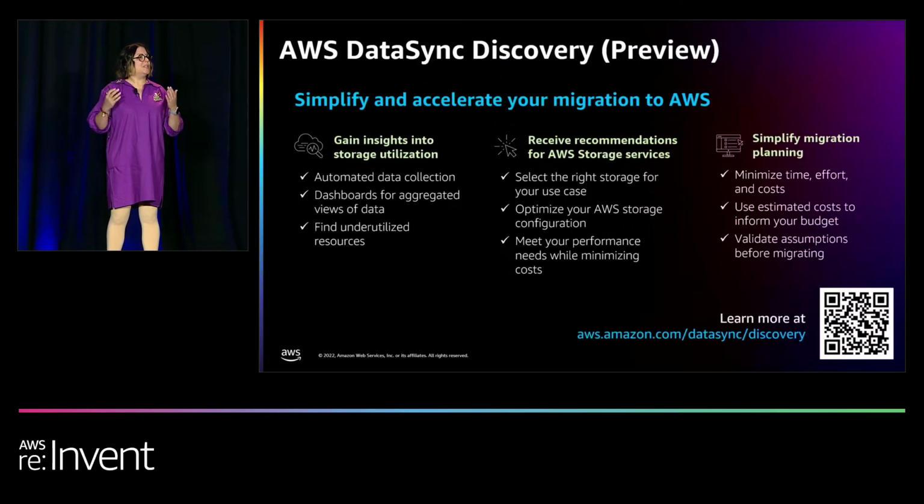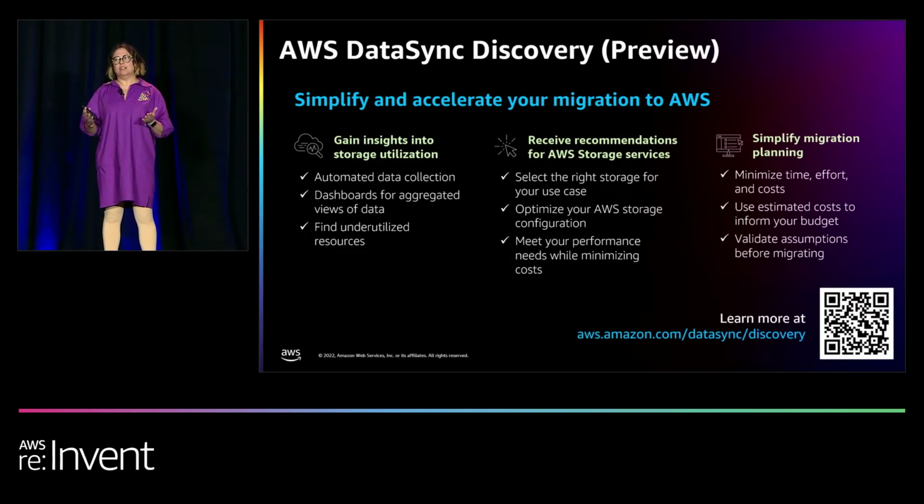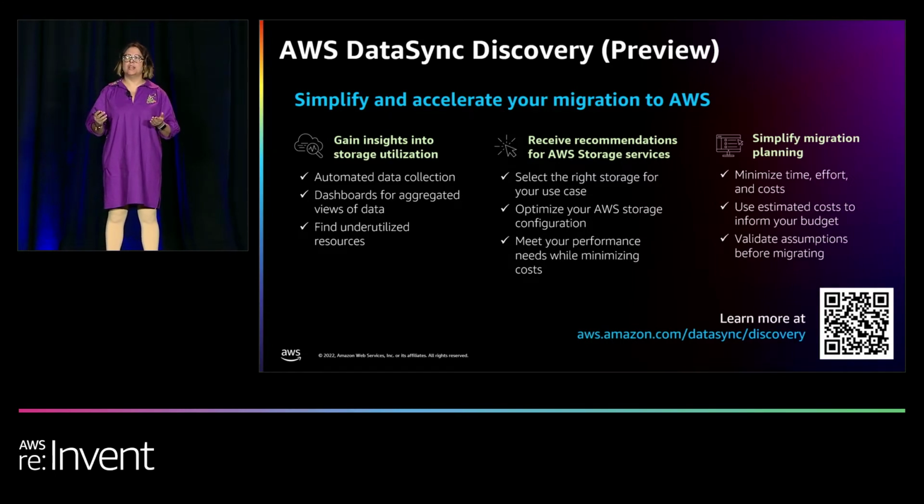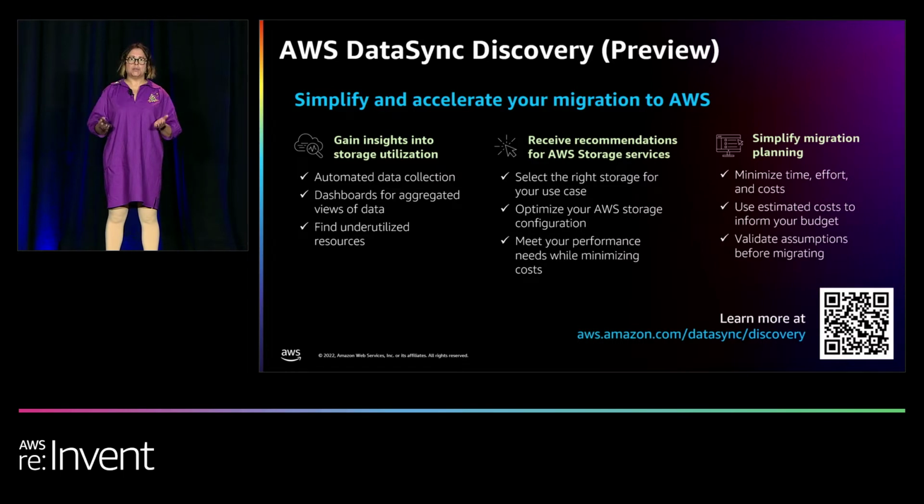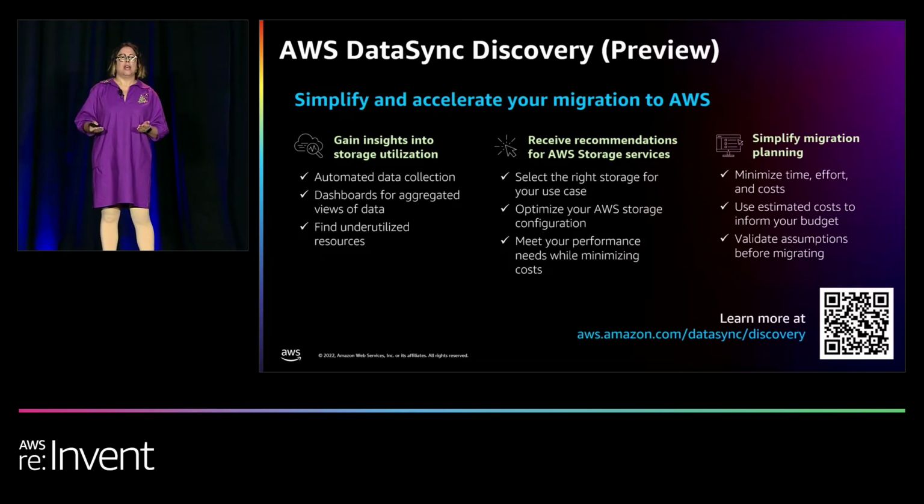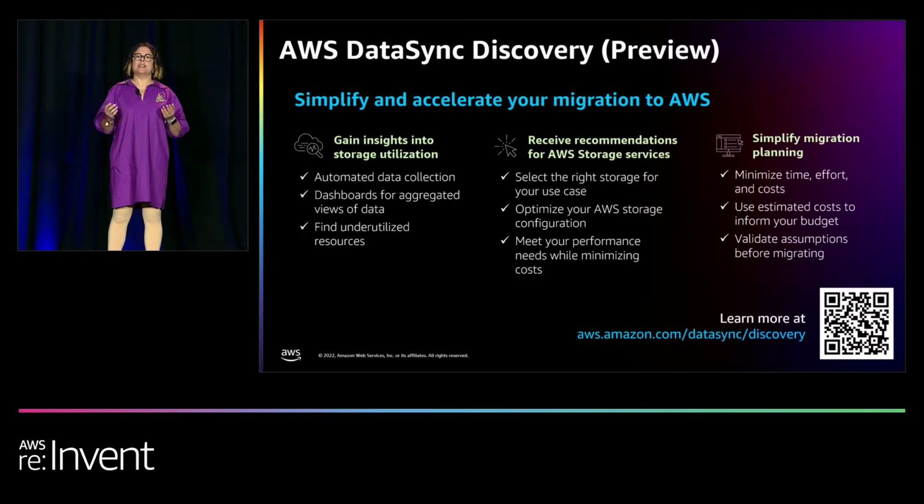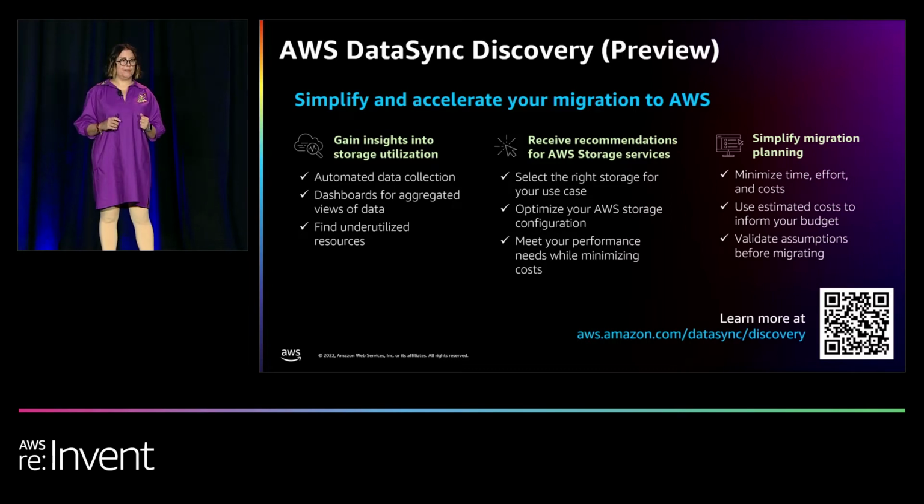And sometimes when we discuss migration projects with our customers, they struggle to know how their on-premises storage systems are used in terms of capacity or performance, and they don't know which AWS storage service they need to pick. And that's why we recently launched the public preview of a new feature called AWS DataSync Discovery. This feature helps our customers plan and implement their data migration into AWS.